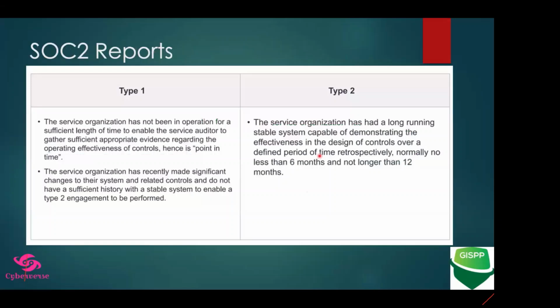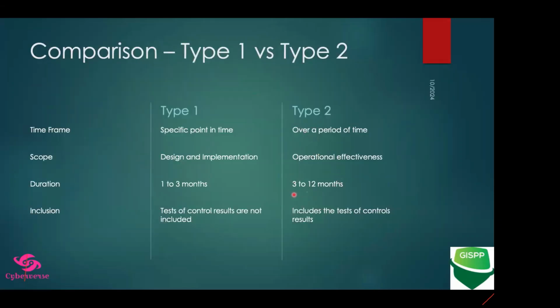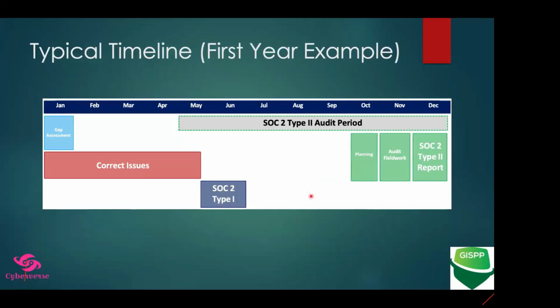For SOC2 type 2, we generally need between 3 to 12 months of time basically. This is where your control effectiveness, operational effectiveness, evidence of the control, and to some extent, the majority of those controls also come into picture. Okay, because here we can go back to get the evidence up to 12 months, especially if you're already complying. If you're going to comply for the first time, as you can see here, we can get the evidence back from 6 to 9 months as well.